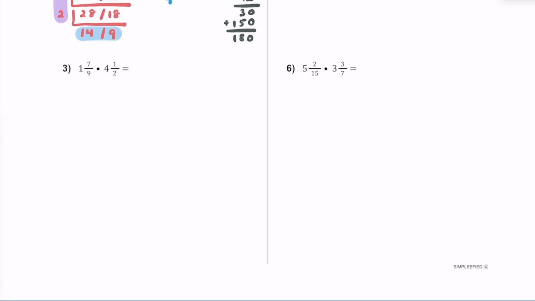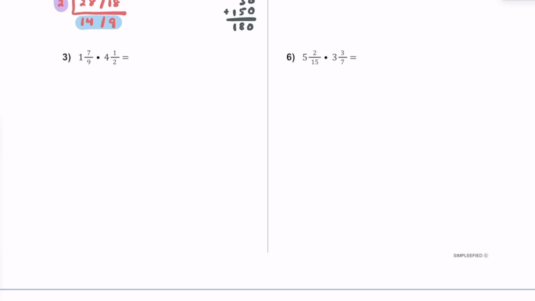For number 3, we have some mixed numbers here. So the first thing we're going to want to do is convert them into improper fractions, right? So let's go ahead and take this 1 and 7/9. If we do 1 times 9, that's going to be 9, plus the 7 on top, that's going to be 16. So we can rewrite this 1 and 7/9 in improper form, which is going to be 16 over 9. And we're going to multiply that by, let's see, this is another mixed number. So 4 times 2 is 8. 8 plus 1 is going to be 9. So it's going to be 9 over 2.